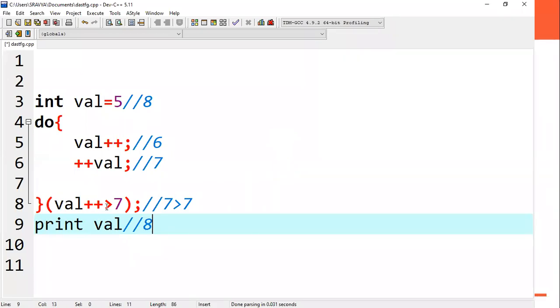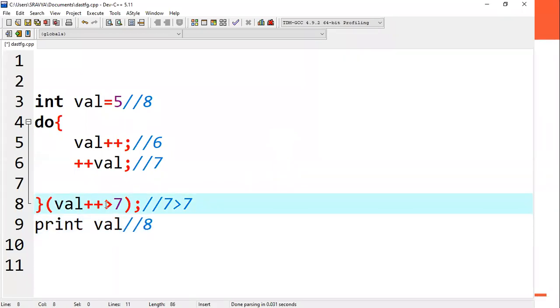If there is no comparison, val value will be incremented. But here there is a comparison now. A while loop cannot exist without a comparison. Inside a while loop the condition must be compared, right? This is the while condition. We have something like this: while val plus plus greater than 7. Without a while loop, we cannot write a comparison, right? Without a condition, we cannot write a loop. The condition must be there. Okay.